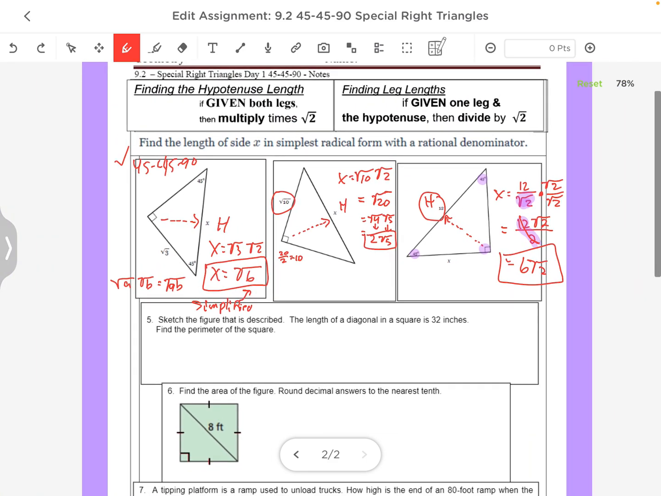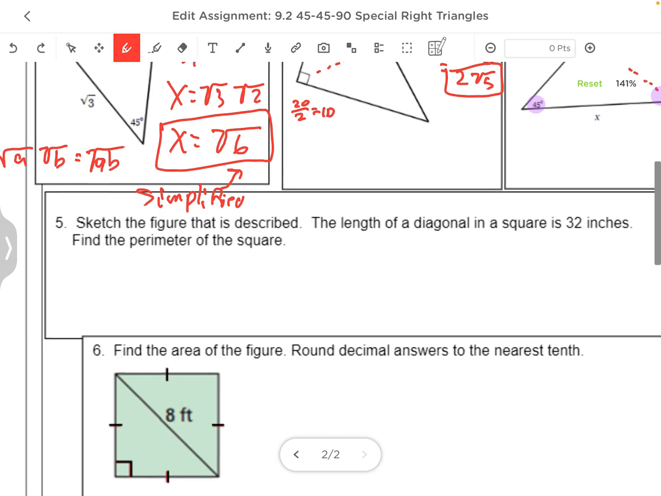We're just going to either multiply if we're trying to find the hypotenuse, or divide if we're trying to find the leg. Then we ask ourselves, do we need to simplify it, or is it already simplified? If it has an irrational denominator, we need to rationalize that denominator. All right, so let's put this together.